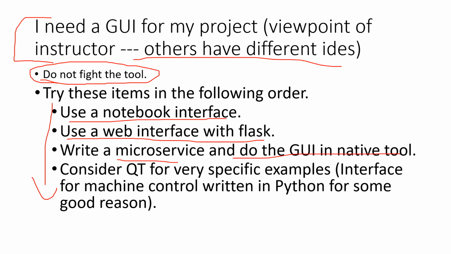Consider Qt for very specific examples. If I have a machine control interface written in Python for some good reason, I'm not even saying Python would be good for that application, but let's say I needed to do some image processing, wanted to use Python for that, and was doing 90% of the work in Python, then I might resort to Qt to give the user a graphic interface. Now this is one of the shortest lectures in the course, and the reason is that going through Qt doesn't really add much benefit.